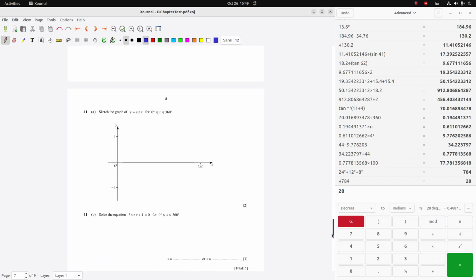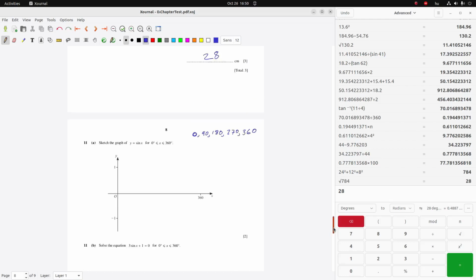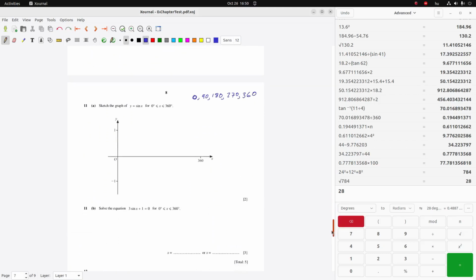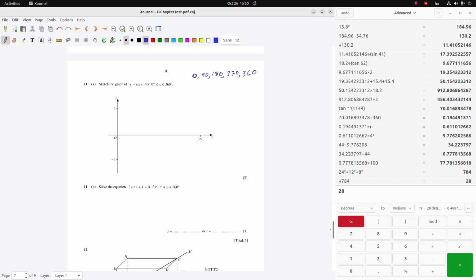Okay, next. Sketch the graph of y equals sine x. So remember the key points of this were at 0 degrees, 90 degrees, 180 degrees, 270 degrees, and 360. Oh, by the way, in case you're curious, yeah, ignore me. So this would be exactly halfway between 0 and 360. This would be halfway between 0 and 180, while this would be halfway the remaining part.